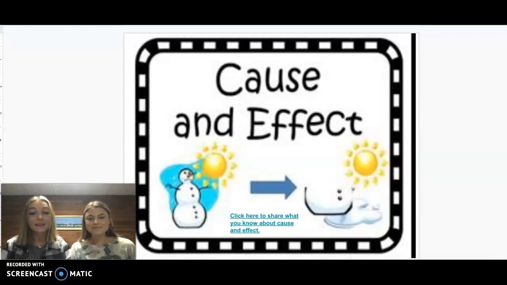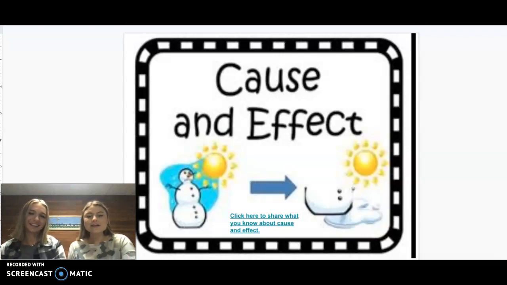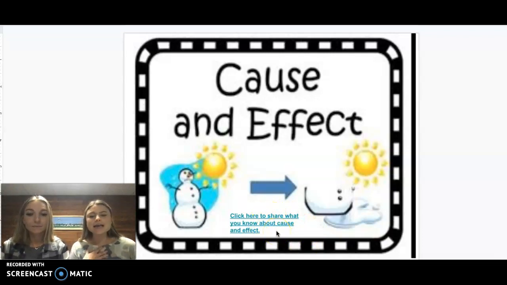Today we're going to be learning about cause and effect. There's a link right here to a Google Forms, and on this Google Forms, it's going to ask you what you know about cause and effect. So you can tell us what you know, or if you know a lot about cause and effect, you can explain why this picture of the snowman is a good way to explain cause and effect.